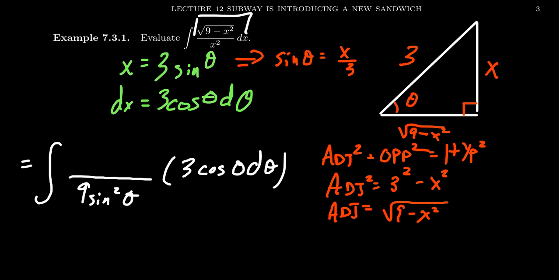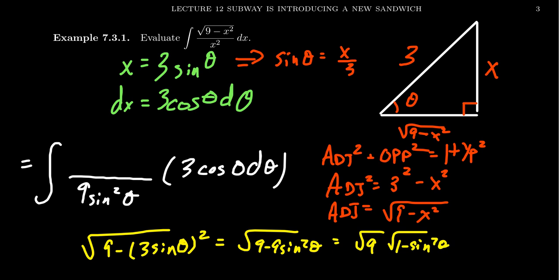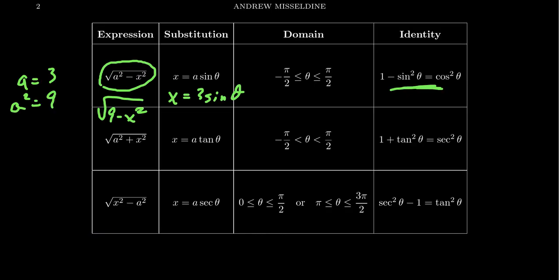Now what do we do with this square root of 9 minus x squared? Well, there are two ways we can approach this. One of them is just to take the square root of 9 minus x squared and replace the x with a 3 sine theta. Of course, you'll get the square root of 9 minus 9 sine squared theta. Factor out the 9, you get the square root of 9 times the square root of 1 minus sine squared theta. Now, using the trigonometric identity, 1 minus sine squared is equal to cosine squared, this becomes a 3 cosine. So that is, of course, why this identity is being used right here.